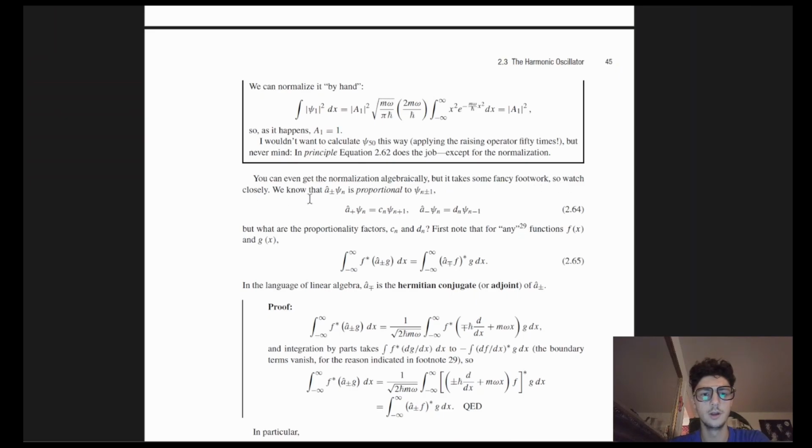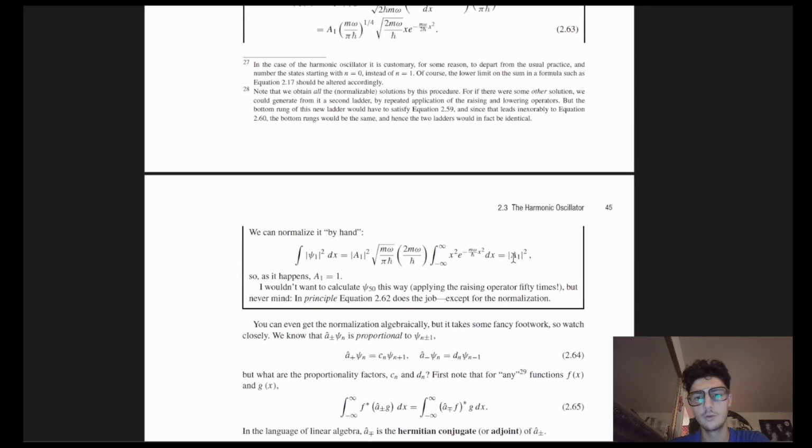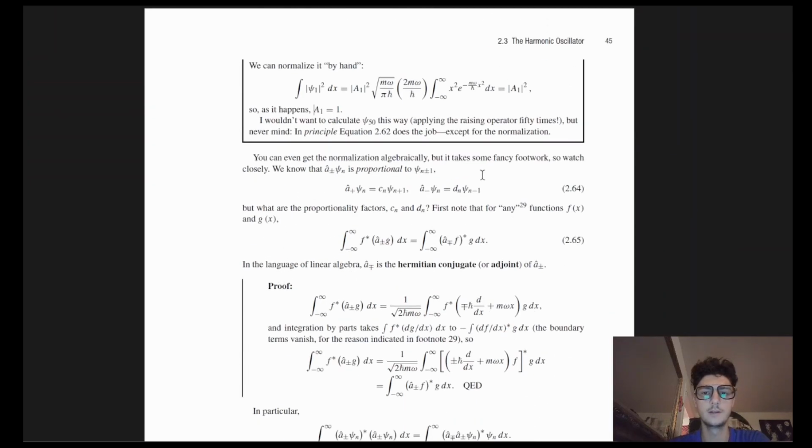So watch closely. We know that a plus or minus times psi of n is proportional to psi of n plus or minus 1. So we have this equation formed, with the cn factor here, and then we get a dn over here. Okay, cn and dn. We're basically trying to find this normalization constant so we don't always have to normalize by hand. So he's trying to do this fancy footwork so that we don't have to do this. But what are the proportionality factors cn and dn?